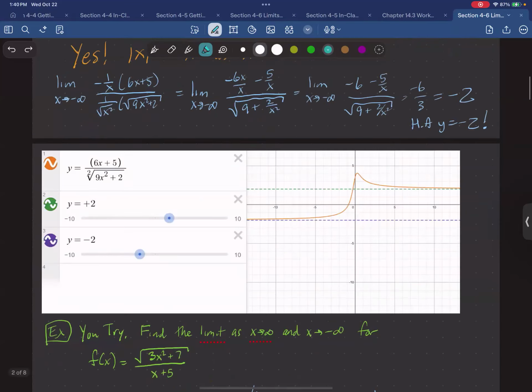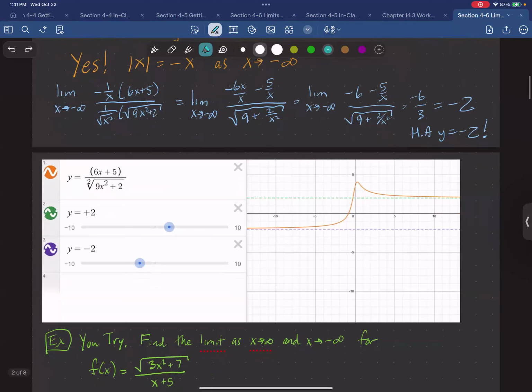Okay. So why don't you guys try doing one? Find the limit as x goes to infinity and x goes to -infinity of f of x equals the square root of 3x squared plus 7 over x plus 5.